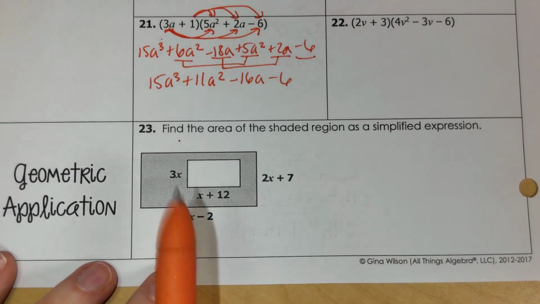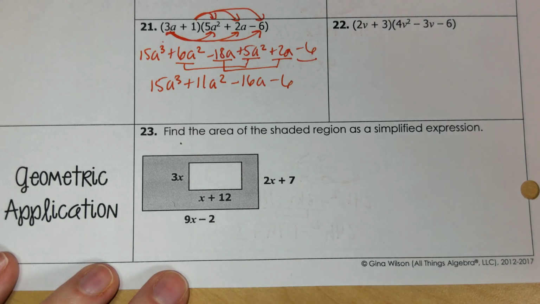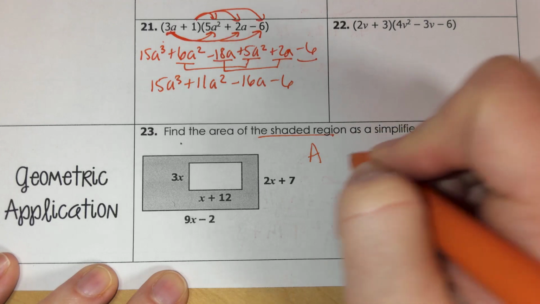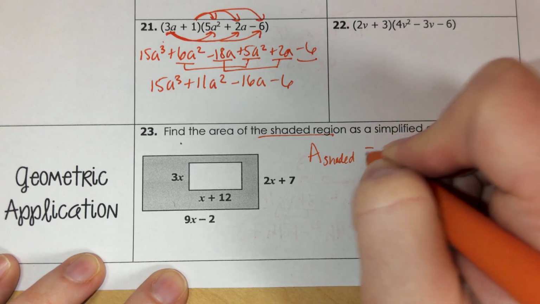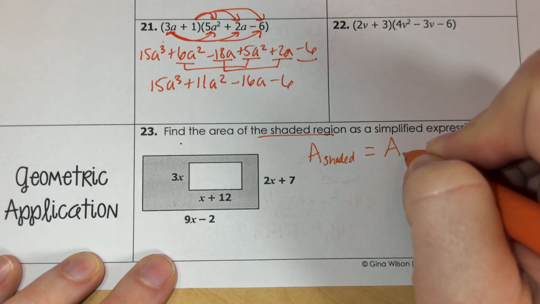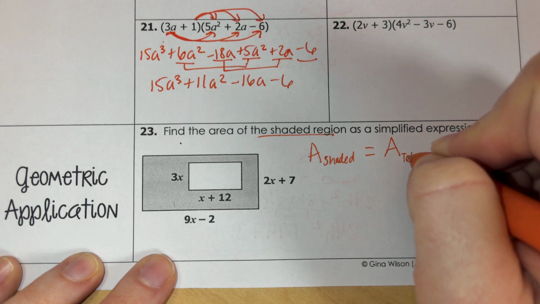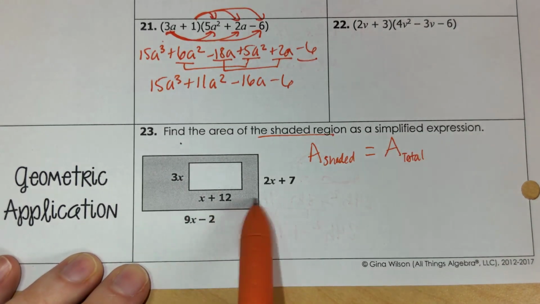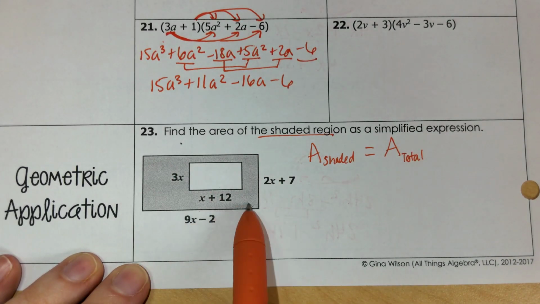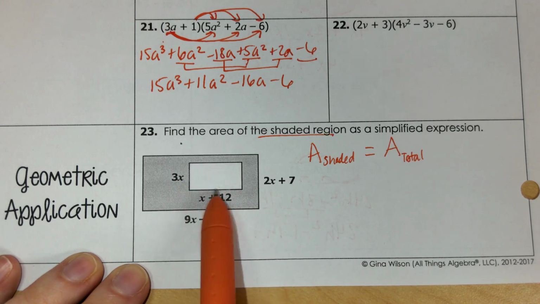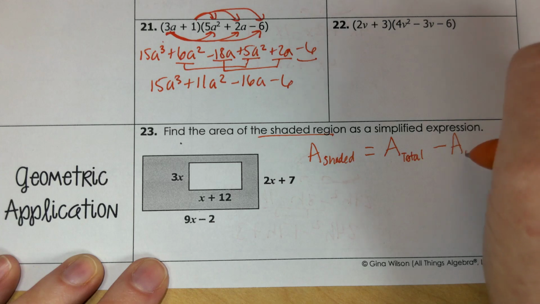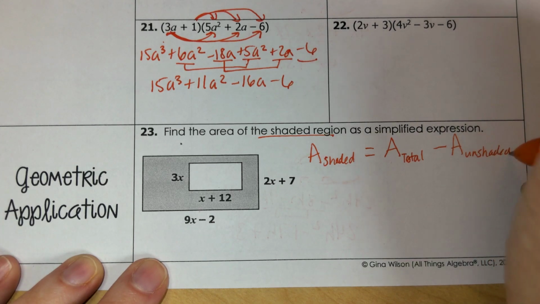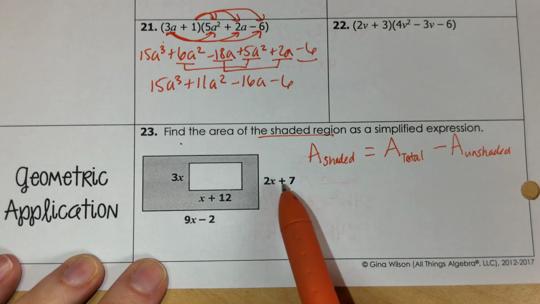Now, when we do our geometric application, a couple things to remember. It's asking for the area of the shaded region. So in order to find that, the area of the shaded region is going to be equal to the total area, because we have this whole box, but we've got to get rid of this part that's unshaded. So we're going to take the total area and subtract the area of the unshaded. So you're going to have to multiply these two together to find that area.